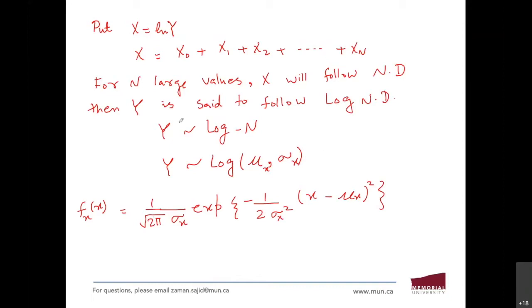Now because we are using this variable here, I will say that as x is equal to natural log of y, the derivative of this term will be d of x over d of y, and that will be equal to 1 over y. So this is what we need to place here. I need to go to the next slide, please.